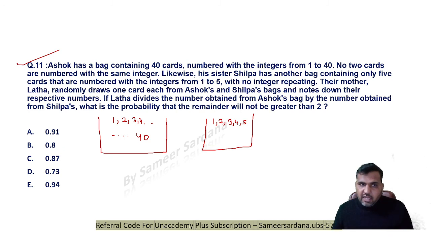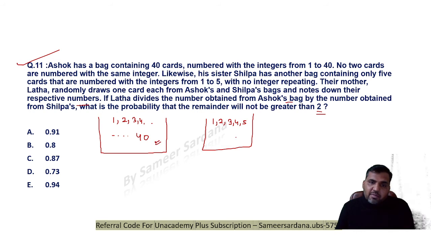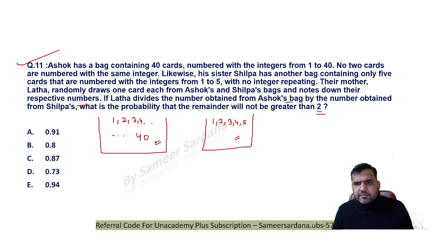Their mother Lata randomly draws one card each from Ashok's and Shilpa's bags and notes down the respective numbers. If Lata divides the number obtained from Ashok's bag by the number obtained from Shilpa's, what is the probability that the remainder will not be greater than 2? So basically you're picking one number from here and one number from here. What we want is the remainder should not be greater than 2.